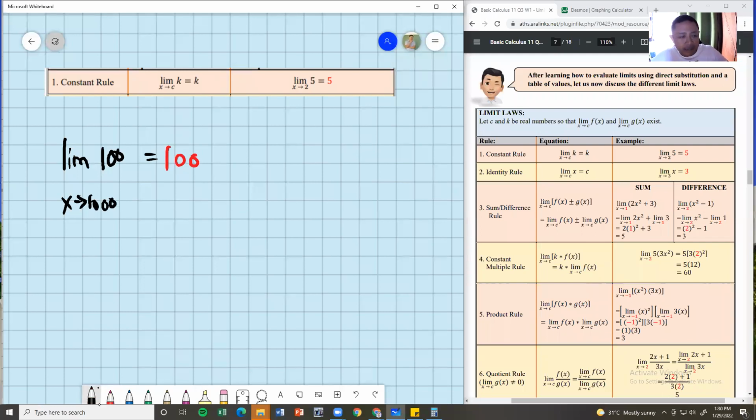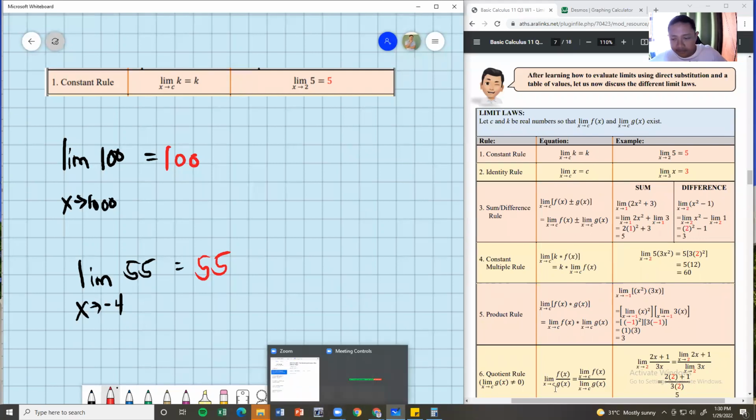Another, the limit of 5 na yung given natin dito, of 55. As x approaches negative 4, the answer will still be what? The answer will still be the constant. That's 55. Got it? Show me a reaction if the constant rule is clear to you. Let me see. Is constant rule clear? Very good. Okay. Another.